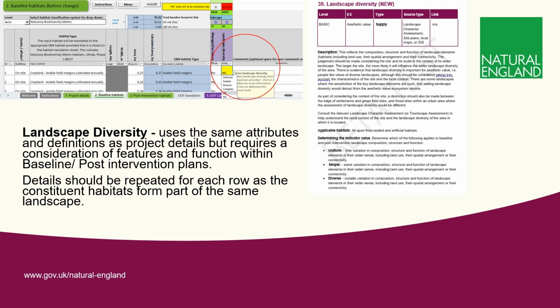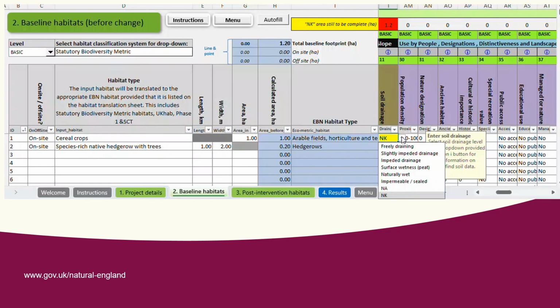And then you have to enter what the landscape diversity will be post-intervention using the different categories provided there, all the way from uniform to simple, diverse, and complex. So a judgment call needs to be made in accordance with those definitions and the guidance. That needs to be replicated for every single row. So it'll be the same for all rows within each column, baseline and post-intervention.